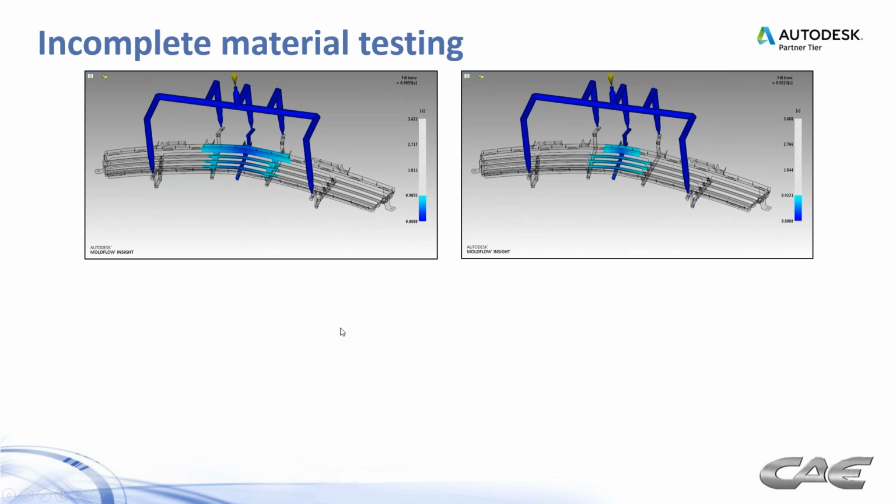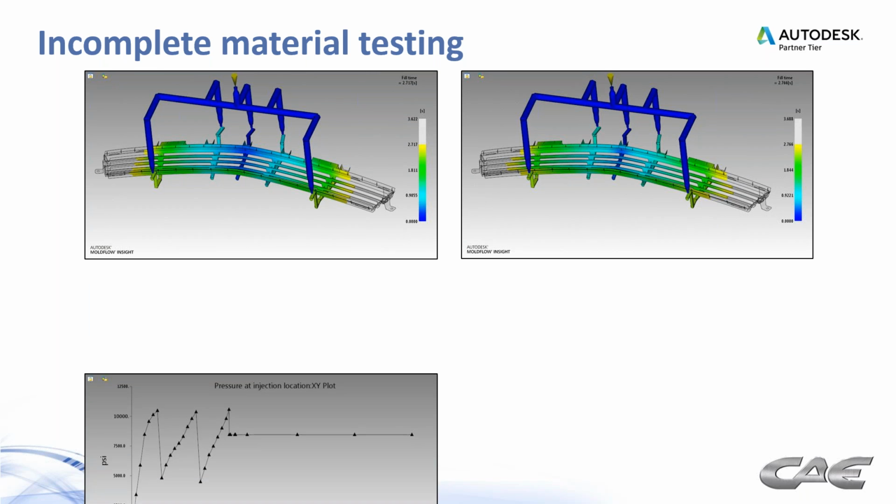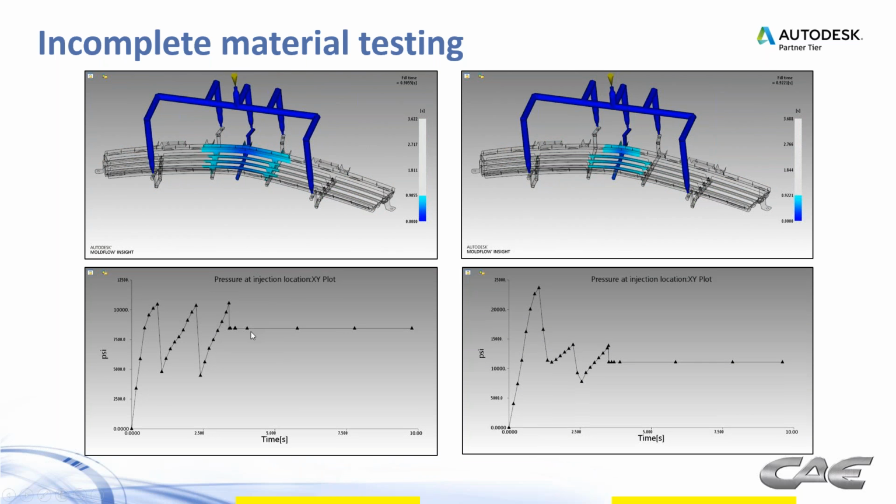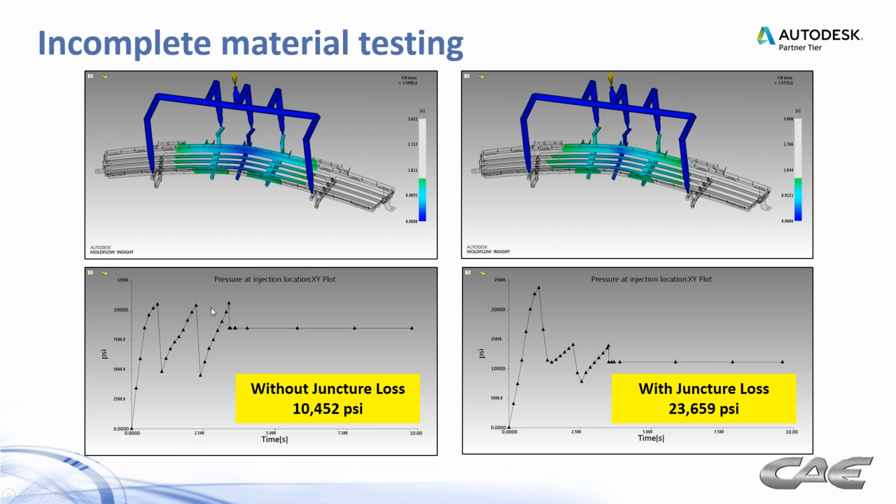And here's some of the consequences of not having that. Here are two very similar setups here. Everything's set up the same, but the only difference is the material file. On the left, if you don't have something called juncture loss data, you might think that you're going to be able to mold this part with just over 10,000 PSI. But with the juncture loss data, it's predicting 23,000 PSI.